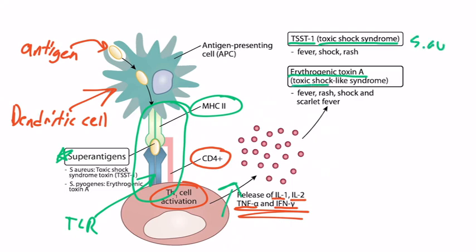So again, the top one is Staph aureus, and the bottom one is Strep pyogenes. With Strep pyogenes, also keep in mind that this toxic shock-like syndrome will also cause scarlet fever. So in addition to fever, rash, and shock, they'll have scarlet fever. Another interesting point is that patients with Staph aureus who are experiencing toxic shock are also likely to experience the effects of other staph exotoxins at the same time. For example, the effects of the exfoliative toxin.